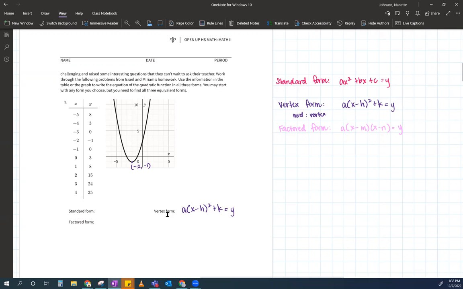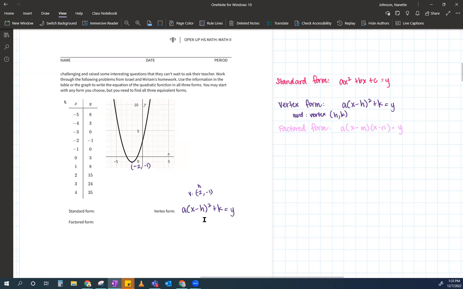Where's the vertex here? What letters represent your vertex over here? Very good. H and K. Someone said X minus H. Part of it, yeah, it's the H and the K. So let me just write that out over here. Your vertex is H comma K. Okay, so that's helpful. So maybe this little thing will be our little notes for this section, and then that'll put it all together for you. So that means my vertex is -2, -1, where this is H and this is K.